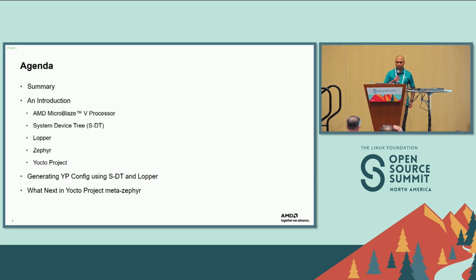So in today's session, we're going to talk about an introduction to the MicroBlaze RISC-V processor, System DeviceTree, lopper, Zephyr, and the Yocto project, and how we use Yocto project configuration using System DeviceTree and lopper to build the Zephyr project, and what would be the roadmap for the meta-zephyr layer.